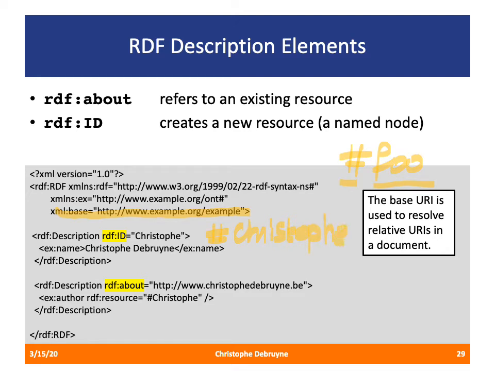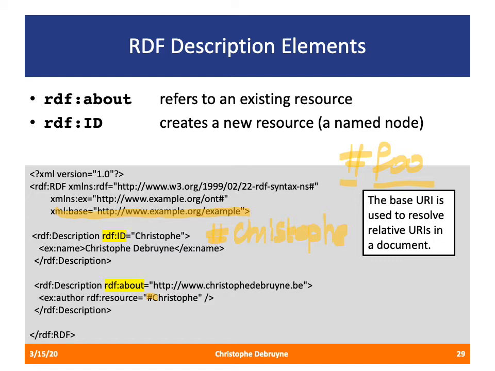And I state something about Christoph. It has a name, Christoph de Bruine. Now I will be describing something about that thing that already exists. So I describe my website, with rdf:Description and RDF About, a resource that already exists, and I state it has an author, and that author is a resource, and now I can reuse the one that I've declared earlier. But now I have to refer to it by its relative URI with the fragment #Christoph.